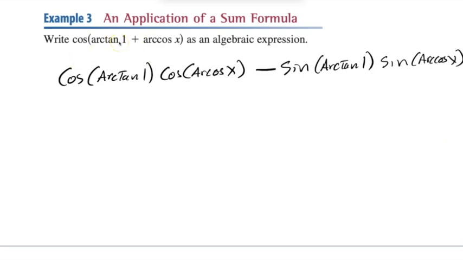This is like my u and v. I was plugging this in the formula like that. This does look ugly. One good thing here is cosine and arc cosine cancel out. You just get x. That's about it.